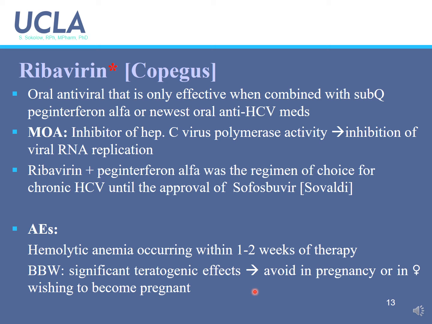Ribavirin plus PEG interferon alpha was the regimen of choice for chronic Hep C until the approval of sofosbuvir, which is an oral agent that we're going to discuss in a couple of slides. Now, the adverse effects of ribavirin: they can cause hemolytic anemia, which can occur within 1 to 2 weeks of therapy, so it's important to monitor the red blood cell count. There is also a black box warning that it causes significant teratogenic effects. So it is a drug that has to be avoided in pregnancy or in women who are wishing to become pregnant.